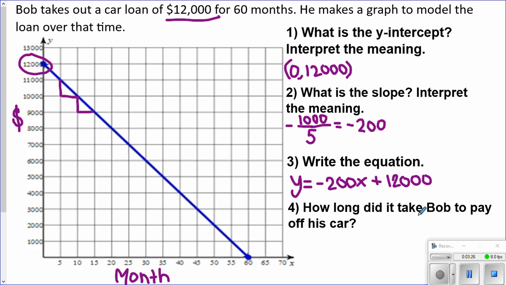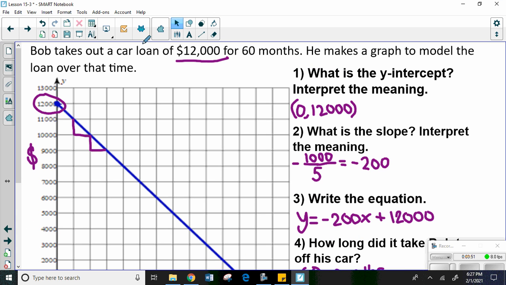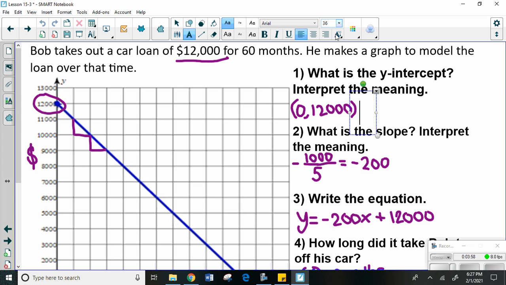How long does it take Bob to pay off his car? This would be your x-intercept. So 60 months. How did I know that? I looked on my x-axis. My graph ends at 60 months. And if I look back up to the story problem from the beginning, it told me he was taking out the car loan for 60 months.